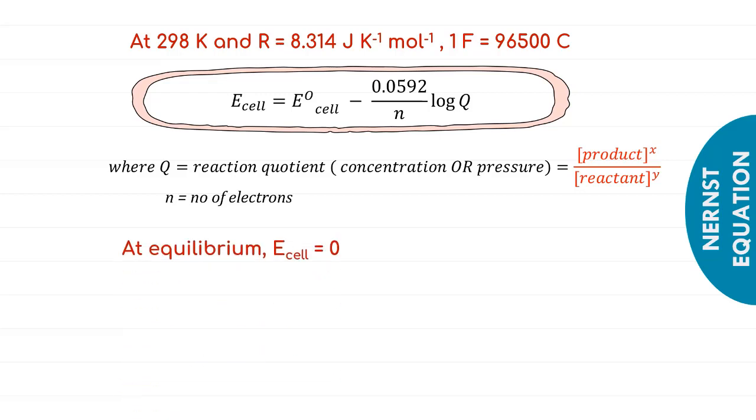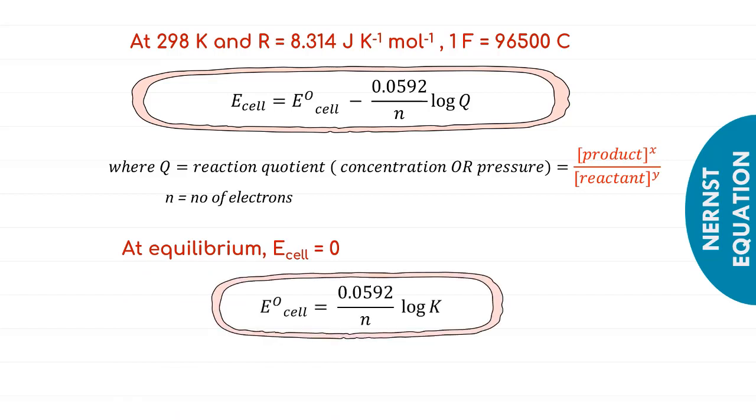At equilibrium, we know that E cell is equal to 0. Therefore, E naught cell is equal to 0.0592 over N log K, where K is the equilibrium constant.